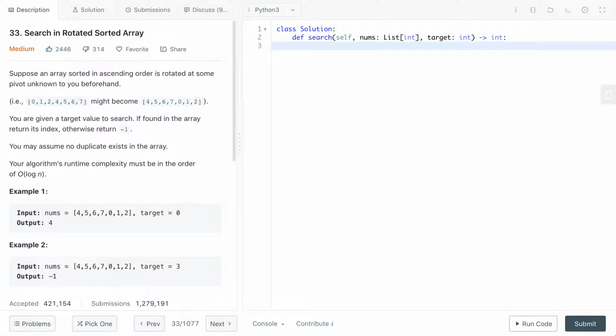Today we'll be looking at this problem called search in rotated sorted array. The problem is that we're given a sorted array in ascending order and it's rotated at some pivot unknown to us beforehand. So we see here the sorted array 0, 1, 2, 4, 5, 6, 7 in increasing order, and it becomes 4, 5, 6, 7, 0, 1, 2.